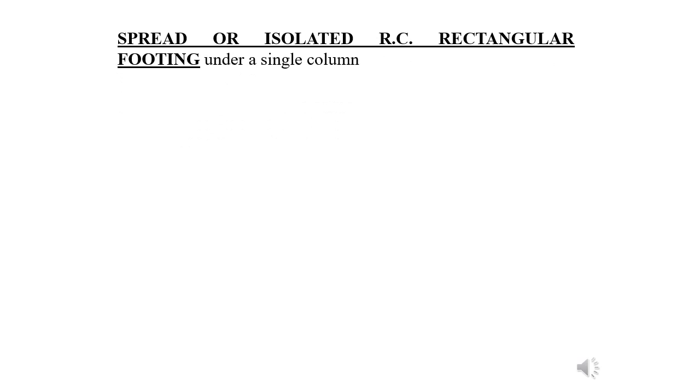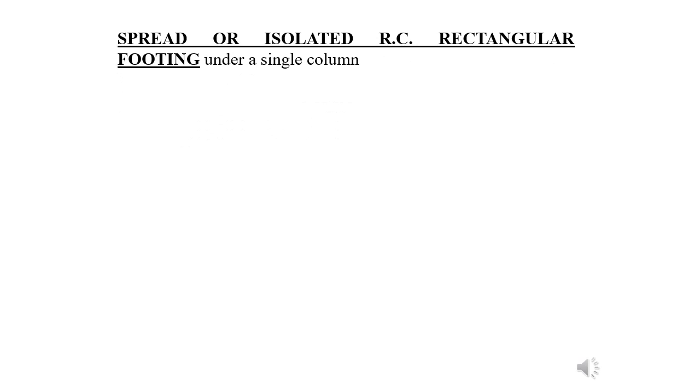Now we shall talk about the spread or isolated footing. I'm sorry, actually there was some disturbance in the PPT display. So a spread or isolated footing is a reinforced concrete rectangular footing under a single column.